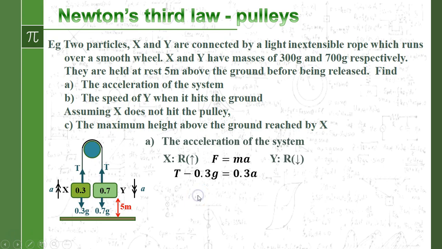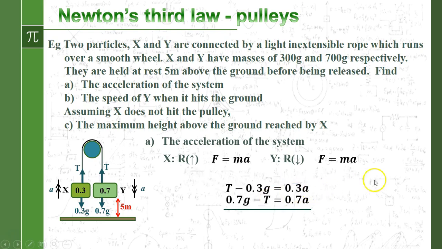And now let's have a look at what's happening with Y. So I'm going to resolve that in the downward direction, the same direction that Y is accelerating. So we've got there 0.7g minus T equals 0.7a. Right, we want the acceleration of the system, so let's just solve those two things simultaneously. And again, let's pull the little trick where we're just going to add those things together. So I've got here T plus minus T, they're going to disappear. 0.7g minus 0.3g, that's 0.4g. Add those two things together, we're getting 1a. So therefore a is 0.4g, which is 3.92 meters per second squared.